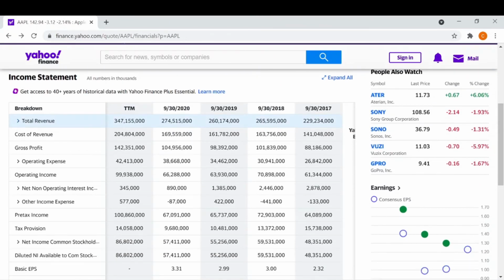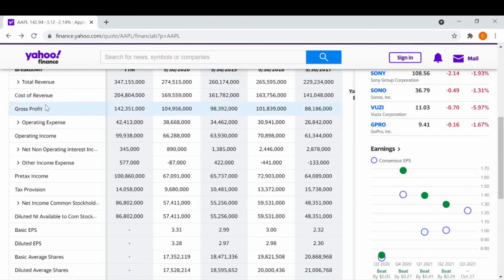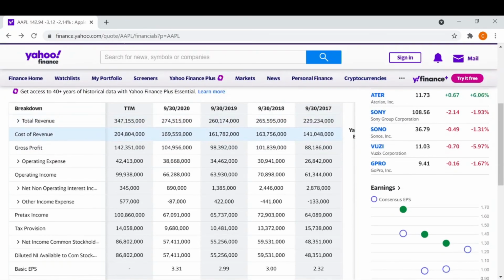So we have our total revenue here at $347 billion, since this is in thousands. And then we have our cost of revenue, or our cost of goods sold, at $204 billion. And you subtract those two to get $142 billion as our gross profit. So not too much different than what we were doing in the example.